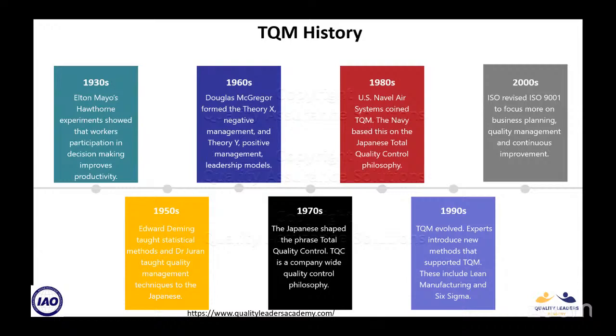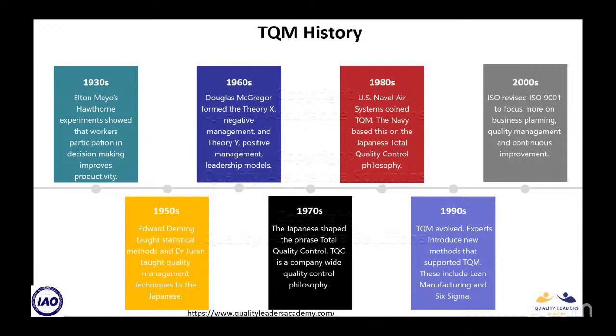Now, coming to the 2000s, what happened? Quality management became even more formalized through standards like ISO 9001. ISO 9001 was originally published in 1987, but later revisions happened in 2000 and 2015. Okay, so in a way, that focuses more on business planning, quality management, etc.